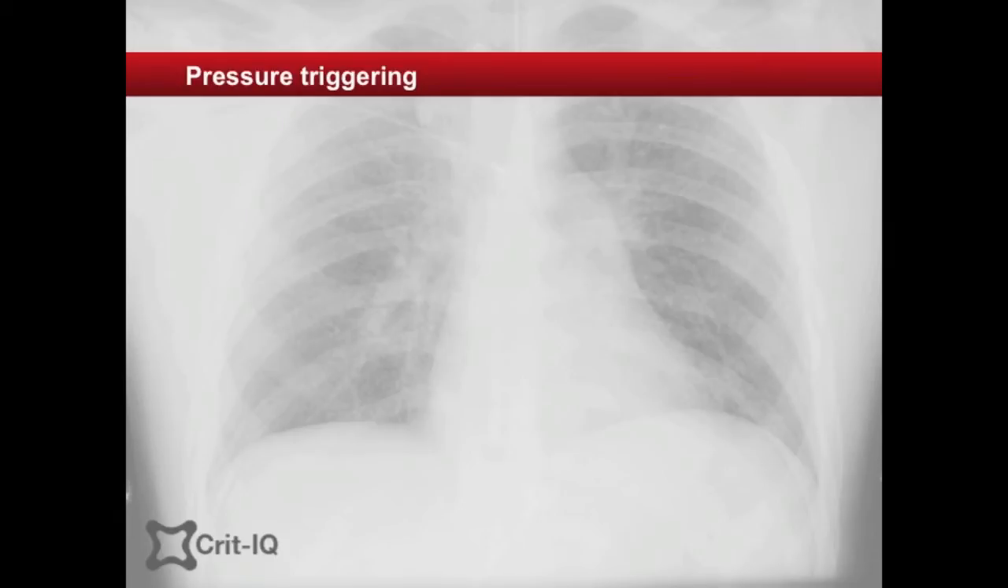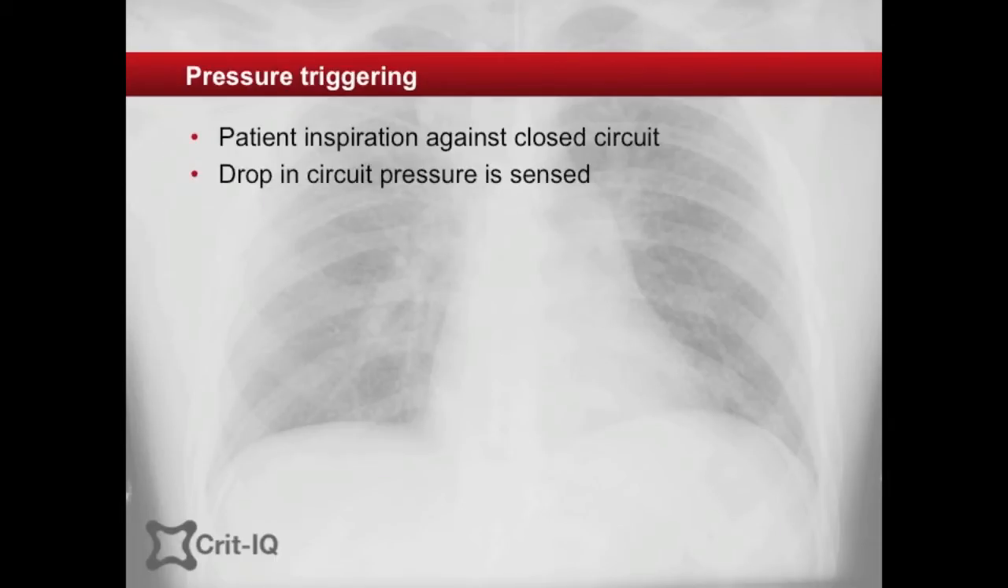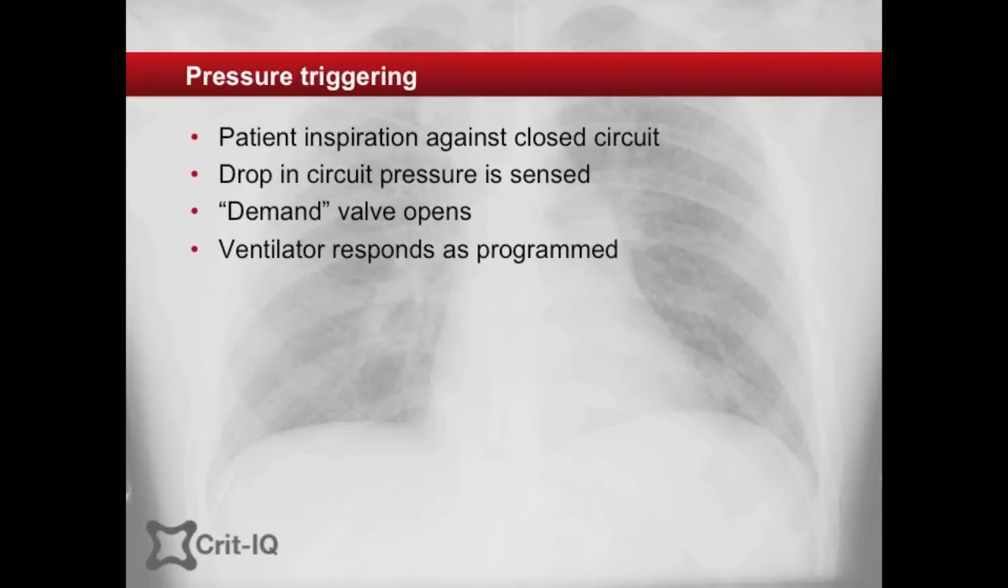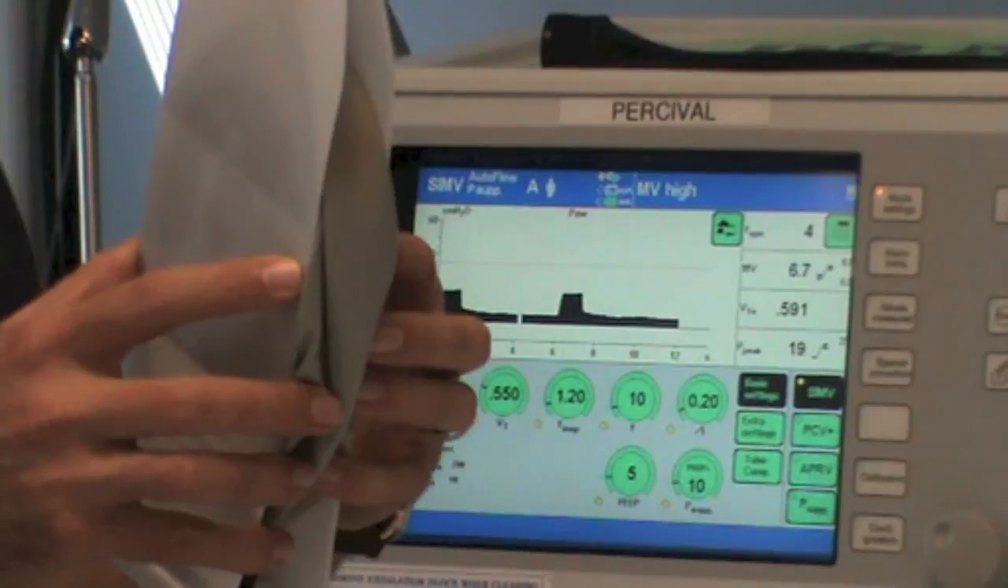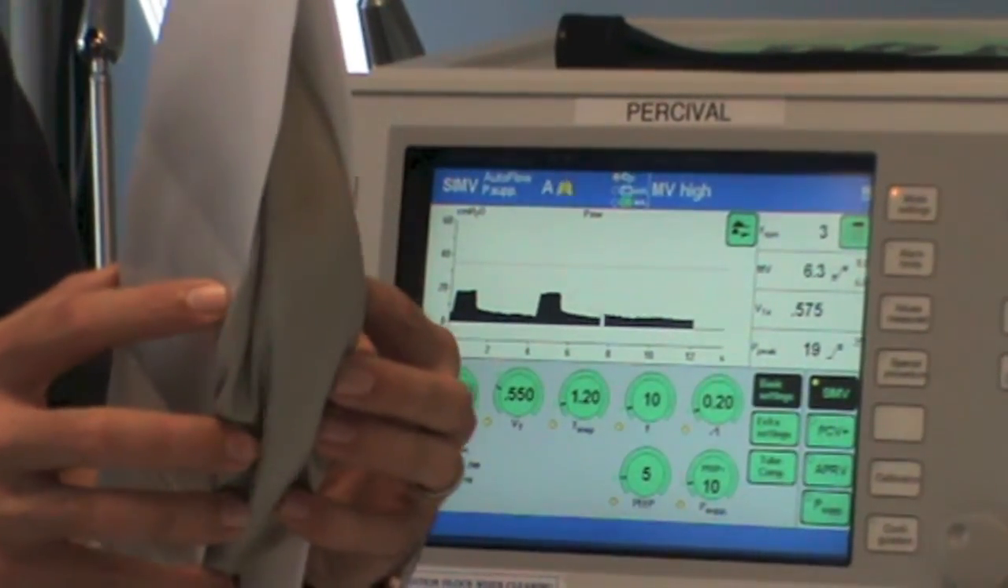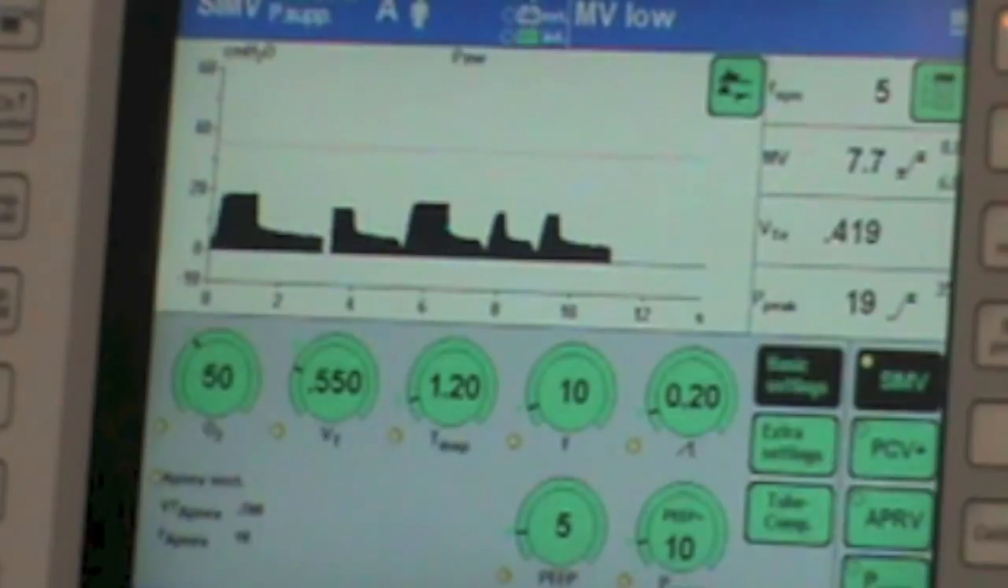Ventilators were first developed to detect changes in circuit pressure resulting from the patient's effort to breathe in. As the patient begins to inspire against a closed circuit, the ventilator circuit pressure drops. This is recognised by the ventilator, which responds by opening the inspiratory valves, known as demand valves, allowing gas to flow in a manner determined by the ventilator settings, as discussed later. This mechanism is very neatly demonstrated here. As I generate a negative pressure with the test balloon, the ventilator responds by providing a positive pressure breath.